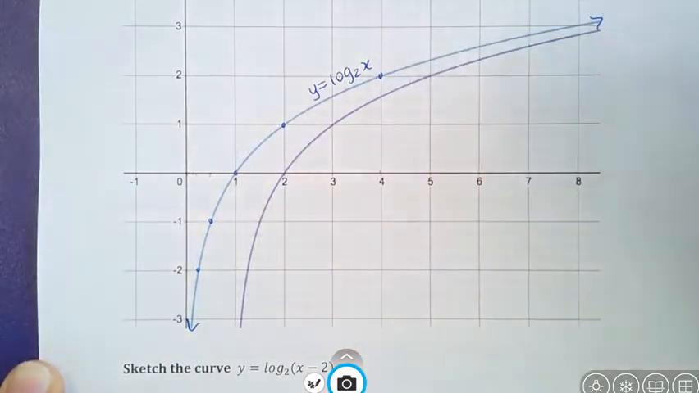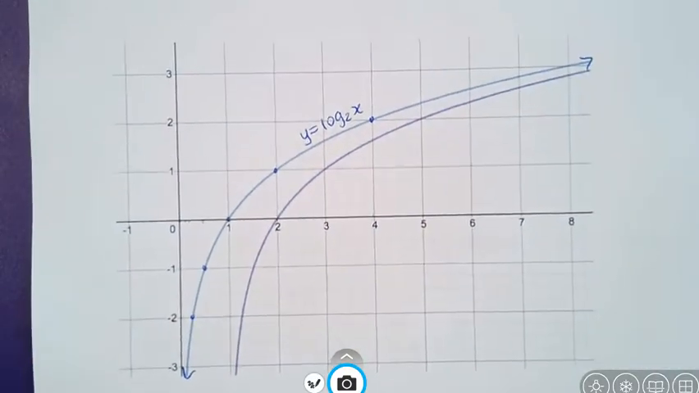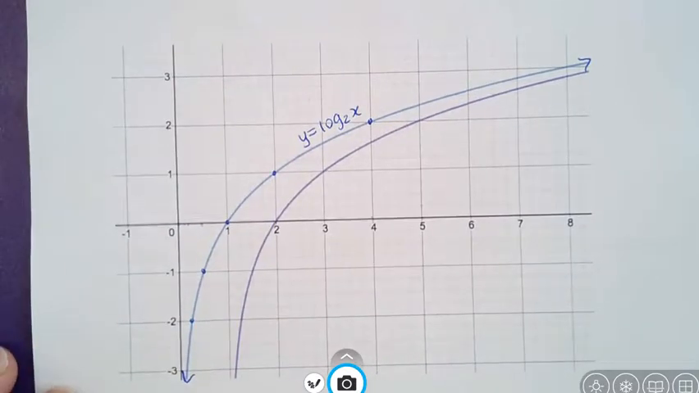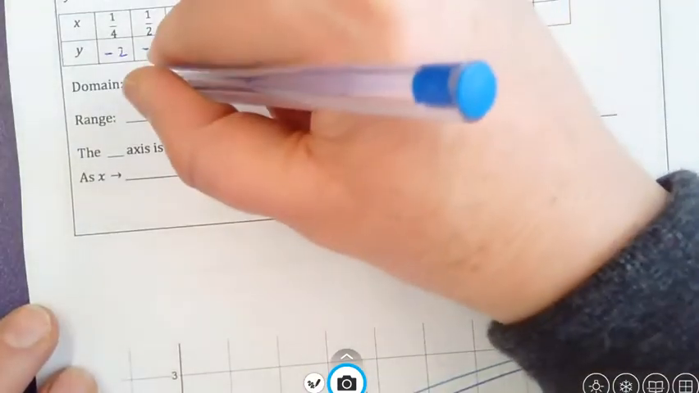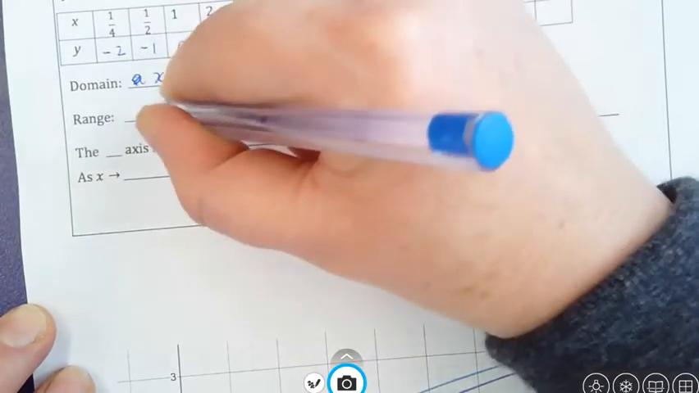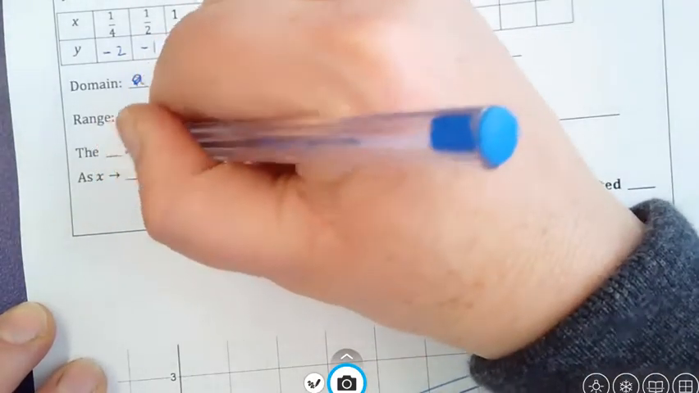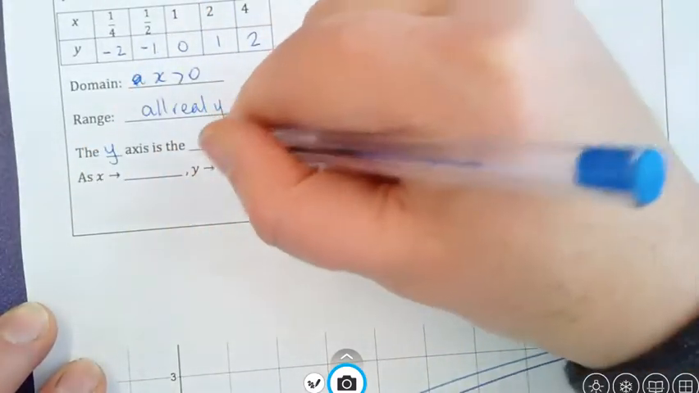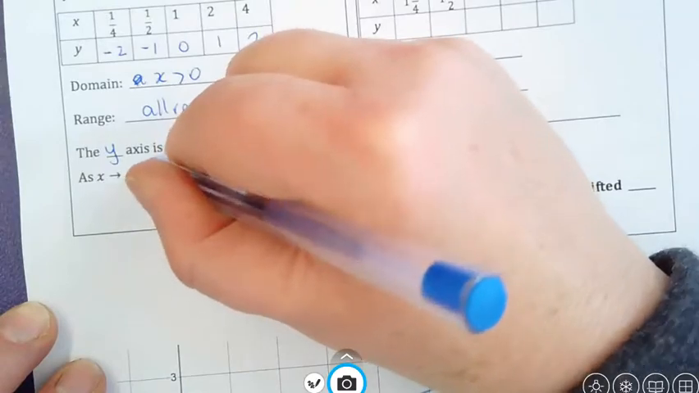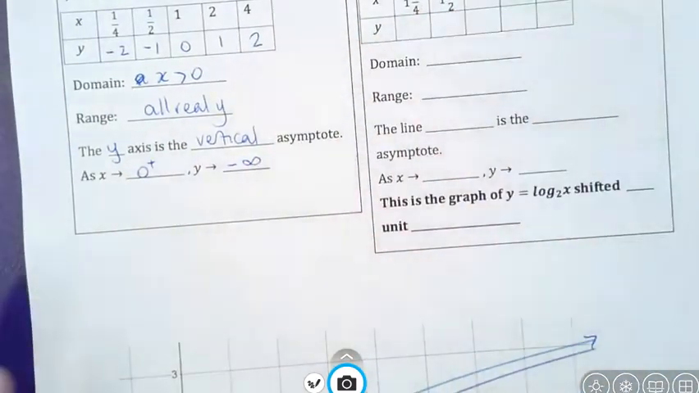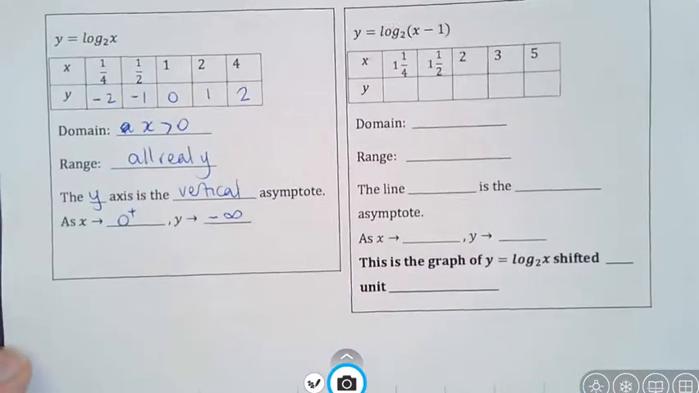y is 2. So that is the graph of y equals log to the base 2 of x. Okay, all good? I'll just do the domain. Domain is x greater than 0, range is all real y. The y-axis is the vertical asymptote, and as x approaches 0 from above, y approaches negative infinity. That's what we looked at before.